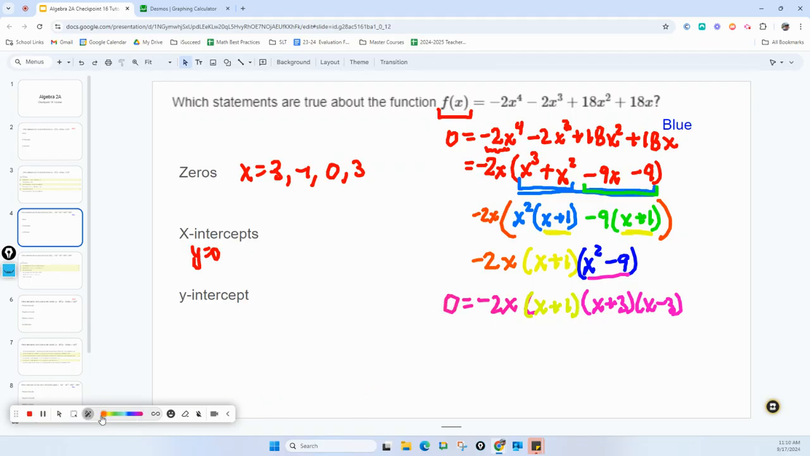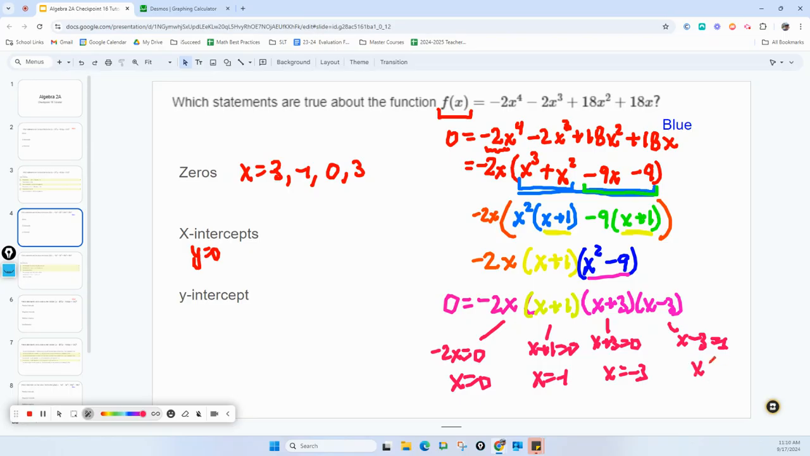Okay, now we need to pull these apart just like we did in that last one. We have all of our factors here, so if I pull each one of these factors apart to set this equal to 0: x plus 1 equals 0, x plus 3 equals 0, x minus 3 equals 0. X is equal to 0, x is equal to negative 1, x is equal to negative 3, x is equal to positive 3. So there's how I manually find all of my zeros.